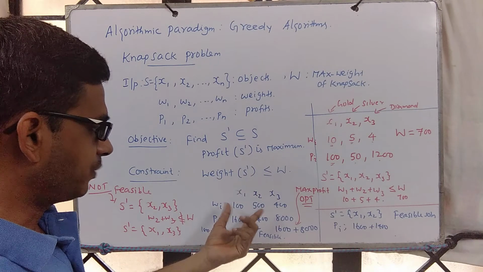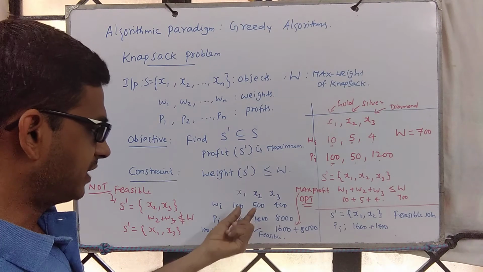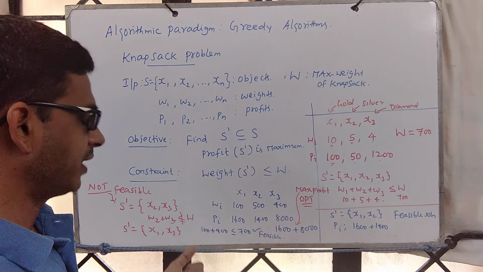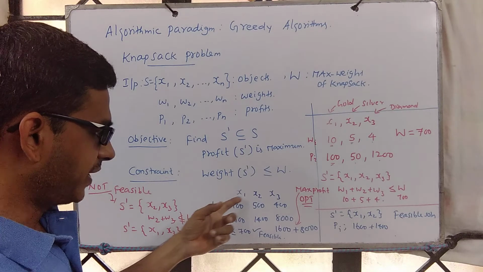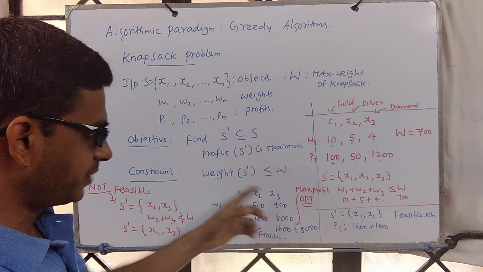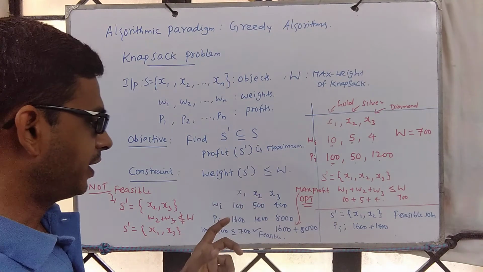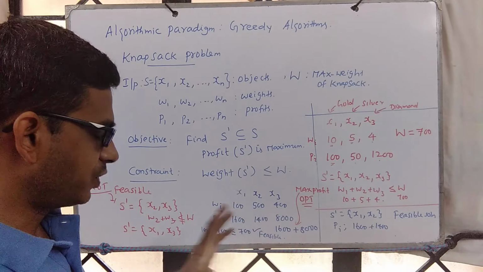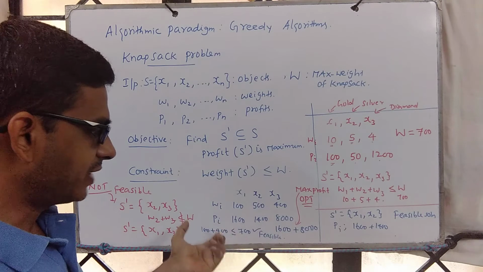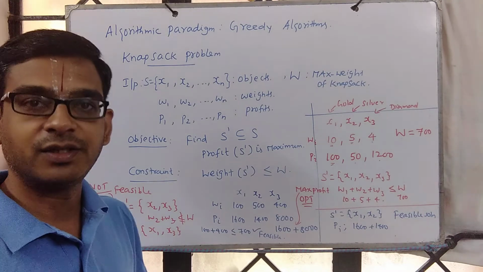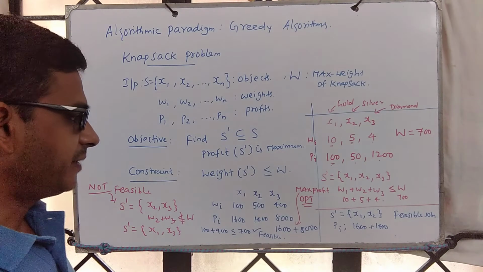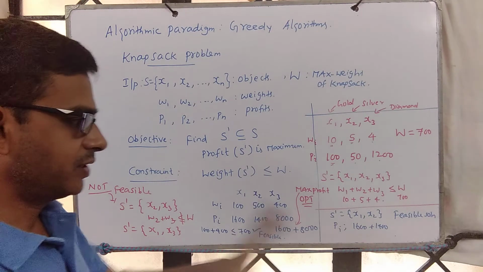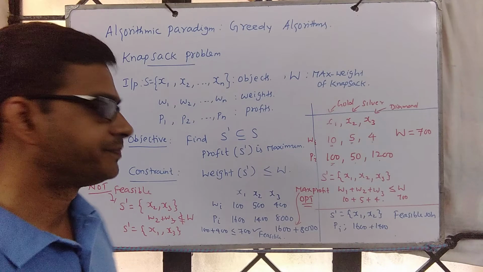So the subset could be just a single object, it could be just x2 alone or x3 alone, or it could be more than one. The subset could be x1, x2, or x2, x3, x1, x3, or it could be all of them. If you take all of them, it is not feasible. If you take x2, x3, it is not feasible. Then the other subsets are feasible. Of all of them, we are interested in finding one for which the profit is maximum.